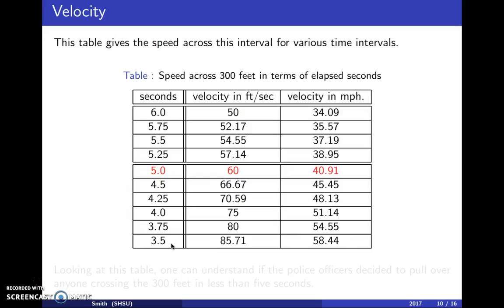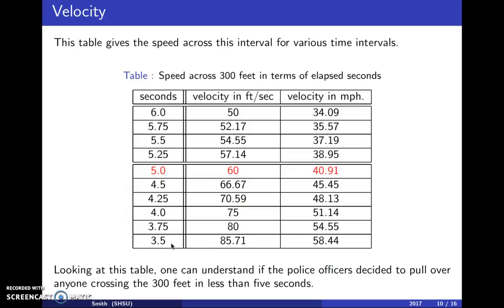If you look at this table and notice that if you took 5 seconds, not 6 seconds, to cross these 300 feet, then your velocity is 60 feet per second in red, and so your velocity is about 41 miles per hour. So if you took 5 seconds, you might be risking a speeding ticket. And if you took even fewer seconds, say down at the bottom, 3.5 seconds, where you're going 58 miles an hour in a 35-mile zone, you would certainly get a ticket.